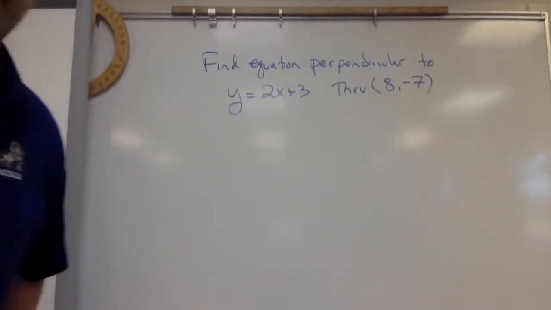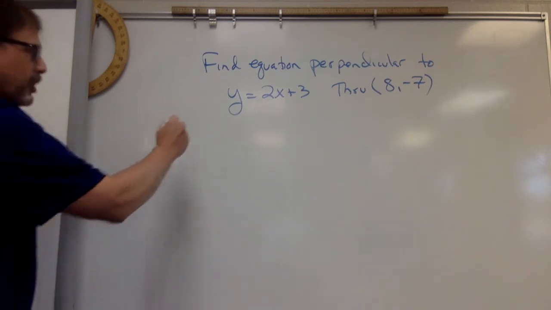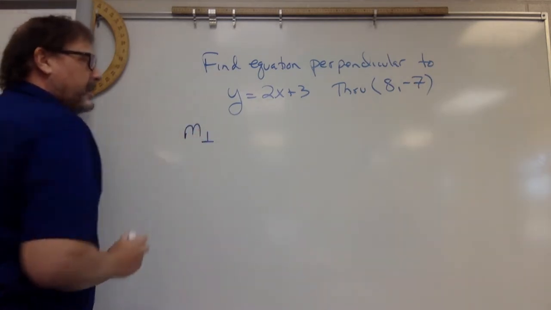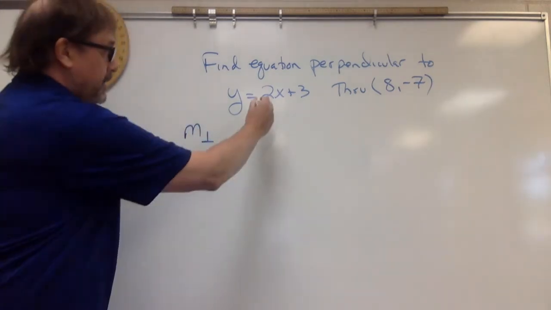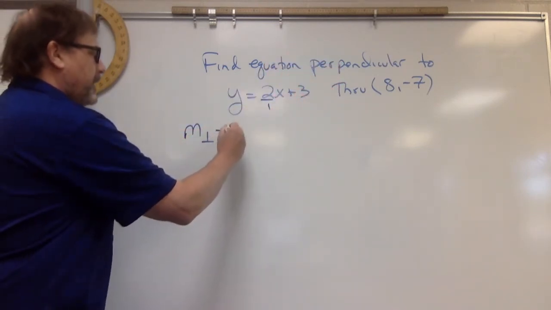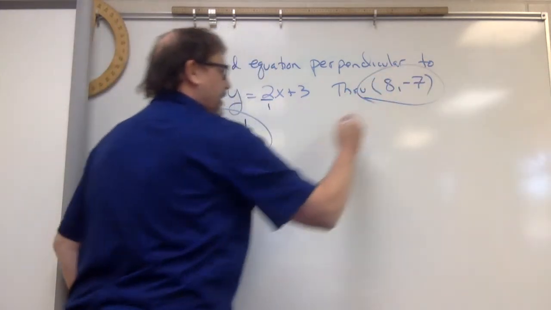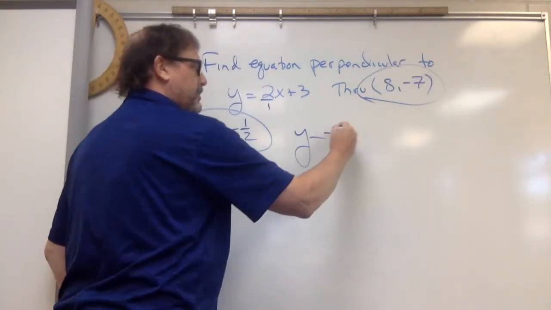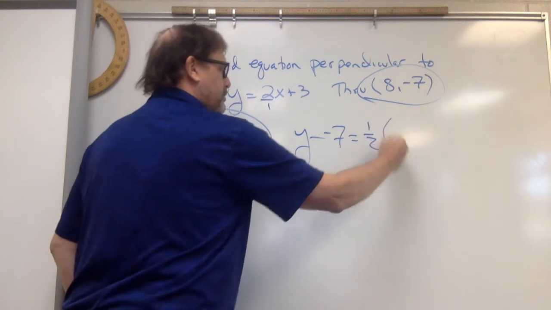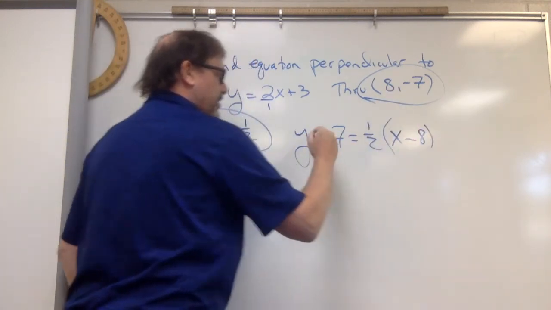And finally, find the equation of a line perpendicular to y equals 2x plus 3. We first need to find the slope of the perpendicular. It is the opposite reciprocal. 2 over 1, refliprical, and opposite, negative 1/2. We're going to use that. y minus y1 equals m, slope, times x minus x1, chop chop.